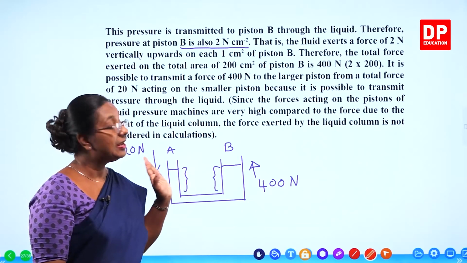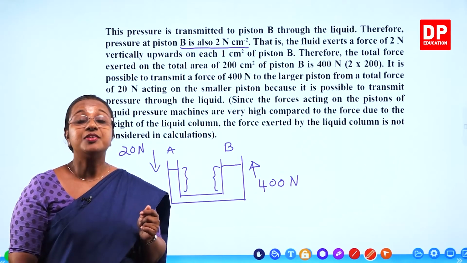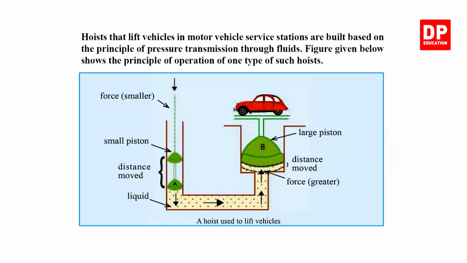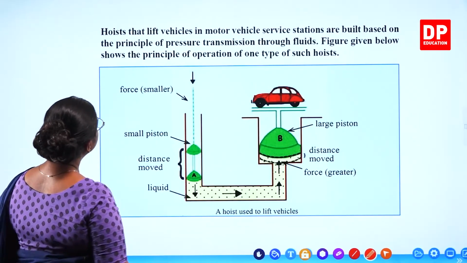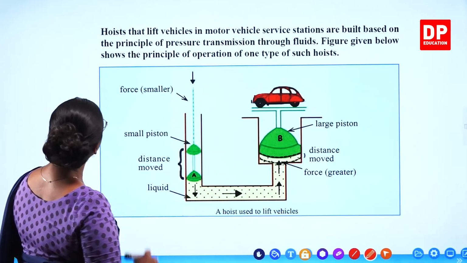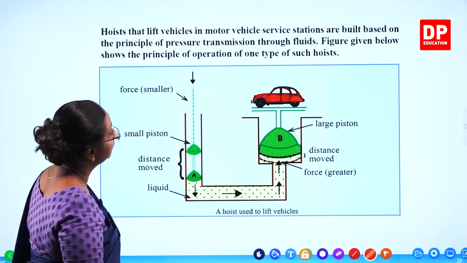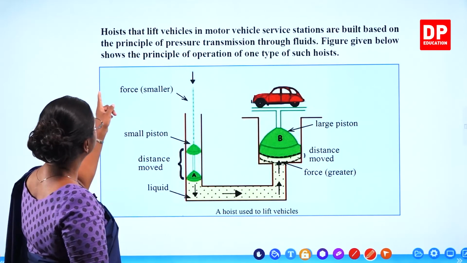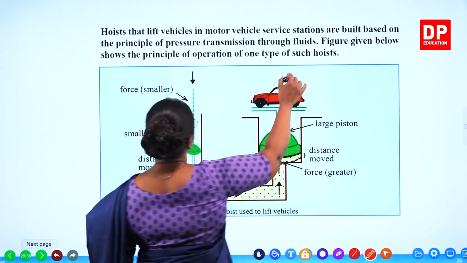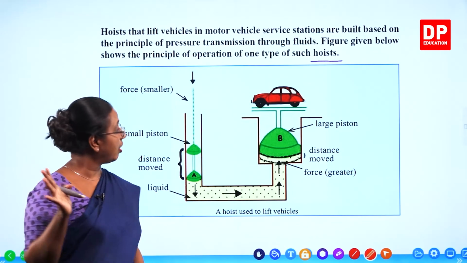So now we will look at some examples where this hydraulic press or the transmission of pressure through liquids is used. Hoists that lift vehicles in motor vehicle service stations are built based on the principle of pressure transmission through fluids. The figure given below shows the principle of operation of one type of such hoist. So, this is the hoist, or what we can call a hydraulic hoist.